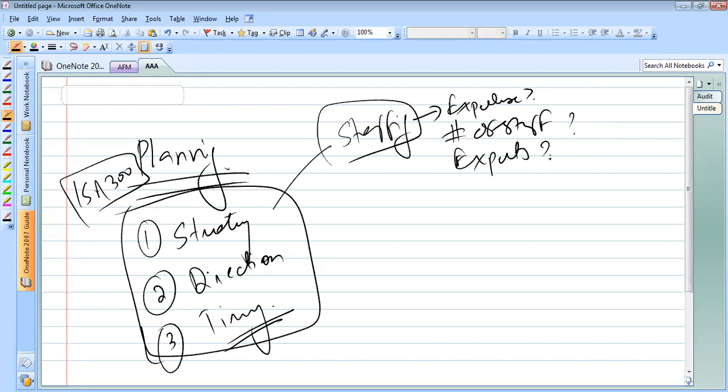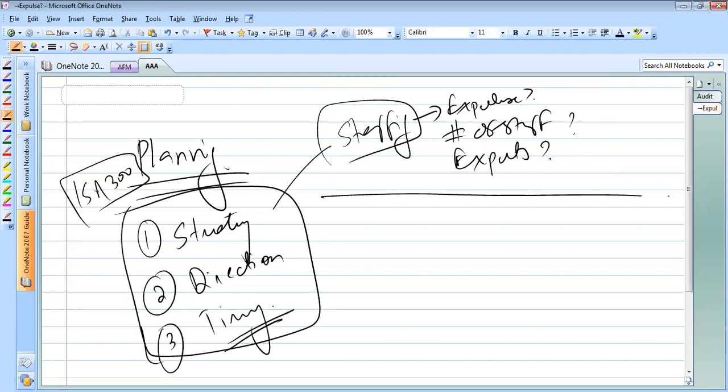Because at times, if you're performing an audit of, let's say, a petroleum company or an oil and gas exploration company, you may need the services of experts. Why? Because the expert is going to help you decide what levels of inventory are held by this oil company, what levels of inventory of gas is available, what levels of inventory of oil is available. So you need to decide what the staffing needs are going to be.